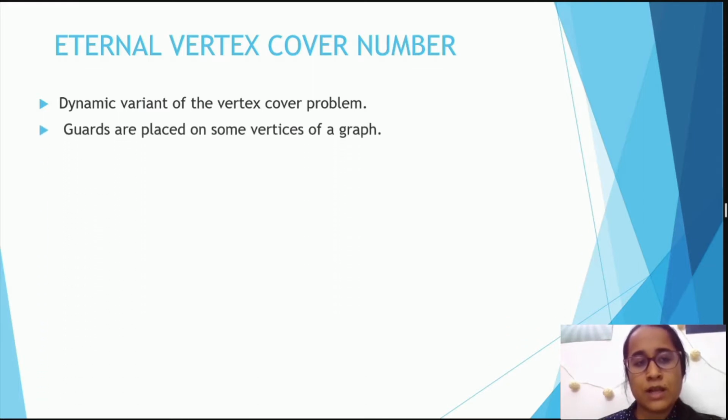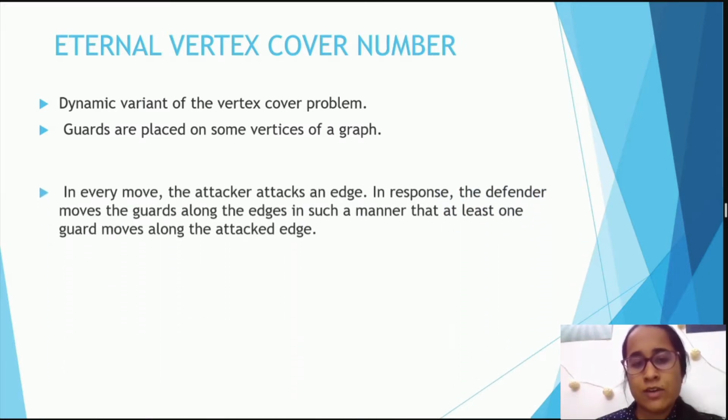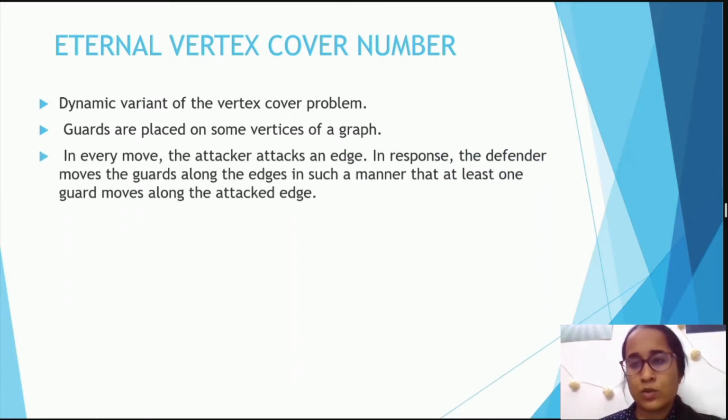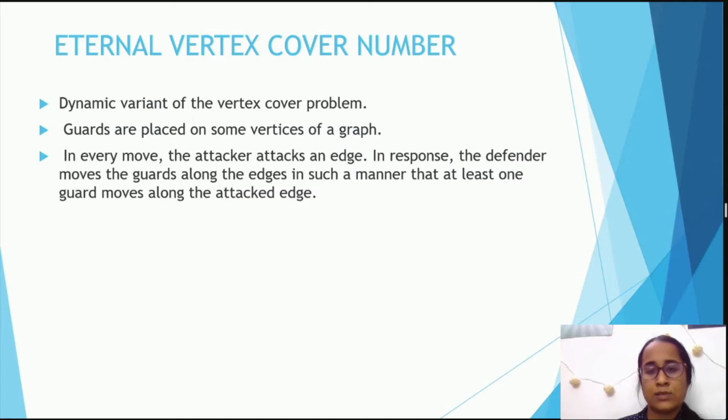In this problem, guards are placed on some vertices of a graph, and we have a two-player game. So there are two players, one is attacker, other is defender. In every move, the attacker attacks an edge, and in response to the attack, the defender moves the guards along the edges in such a manner that at least one guard moves along the attacked edge. So one guard has to move across the attacked edge, and all the other guards can stay on the same vertex or can move to their neighboring vertices.